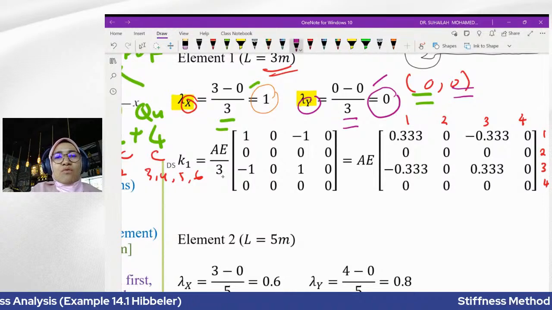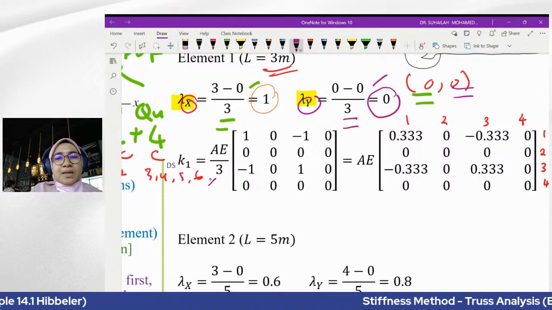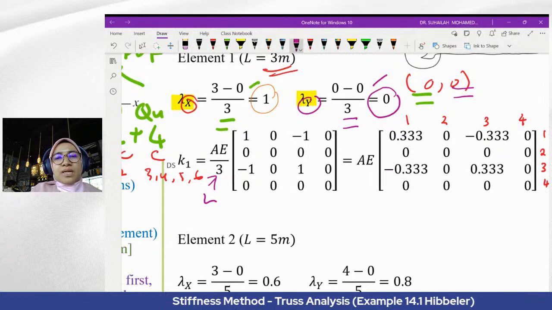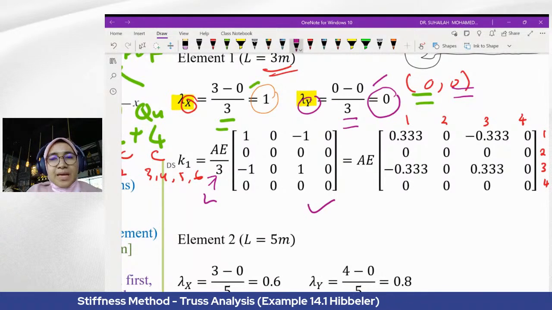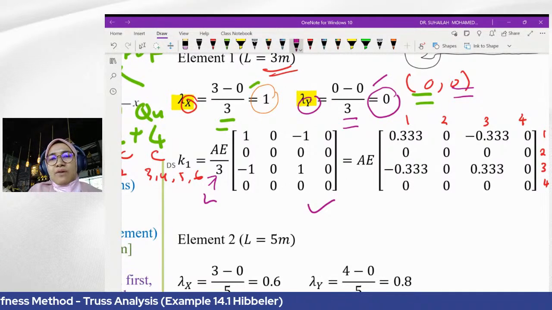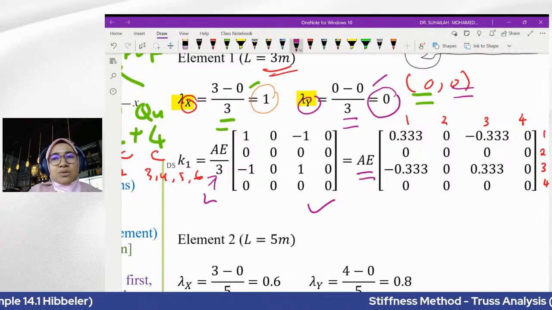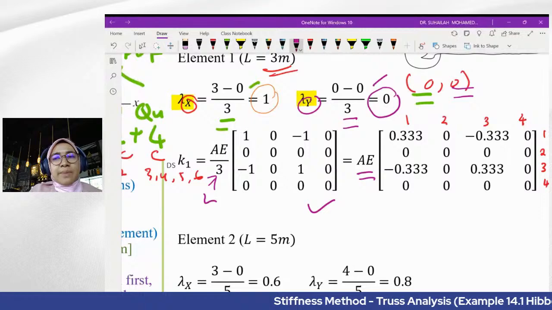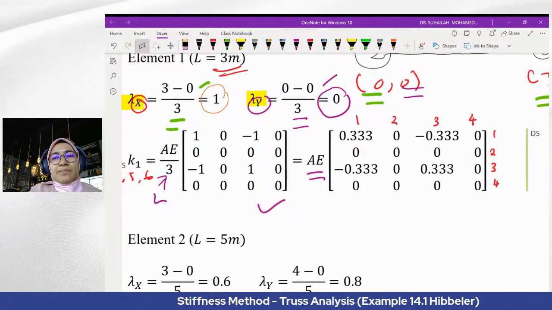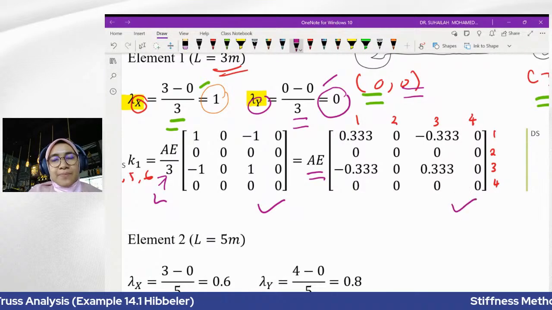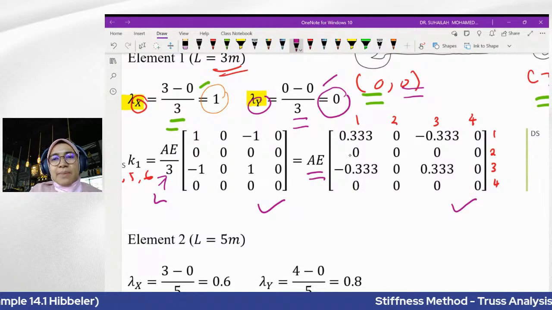It is AE over L. This is L for element number 1. Based on the formula, this is what we get. What we need to do after this is keep AE as a constant outside the matrix. So we get the stiffness matrix for element number 1 as this. Okay, this is the matrix.